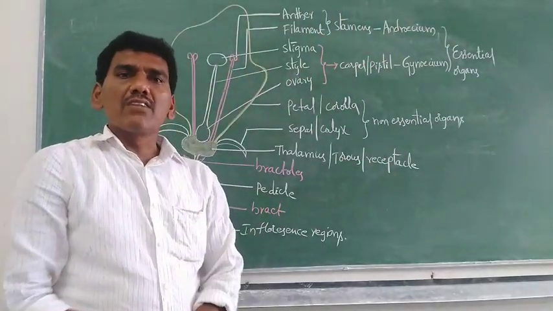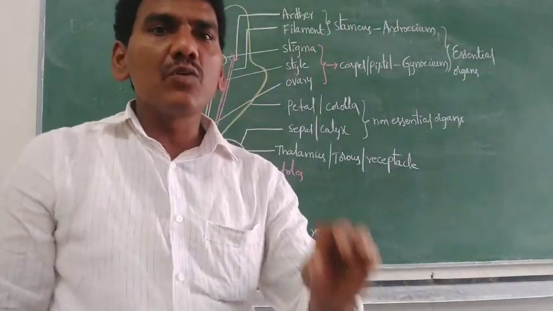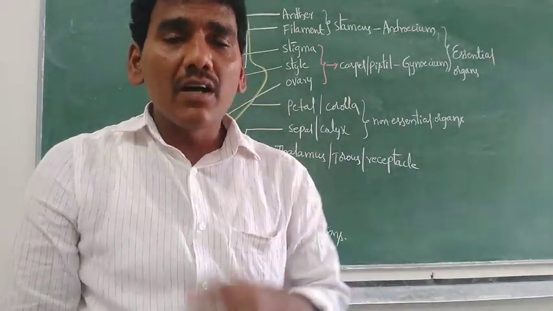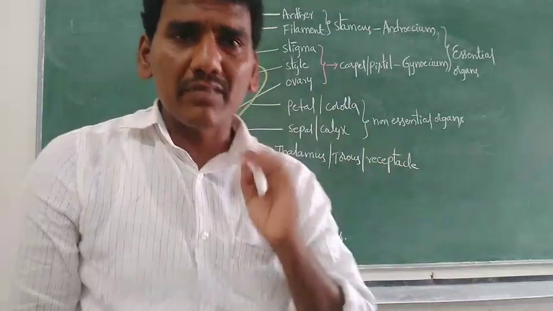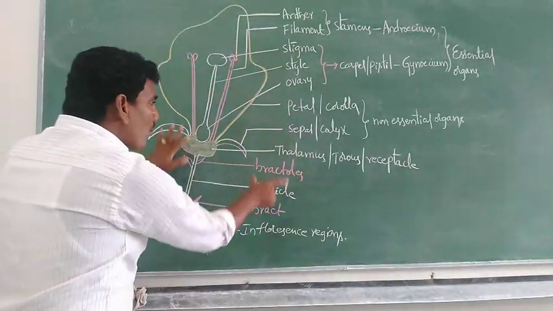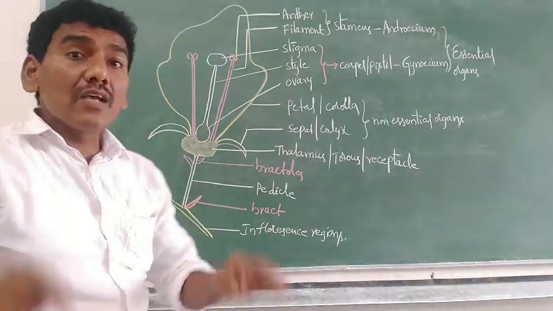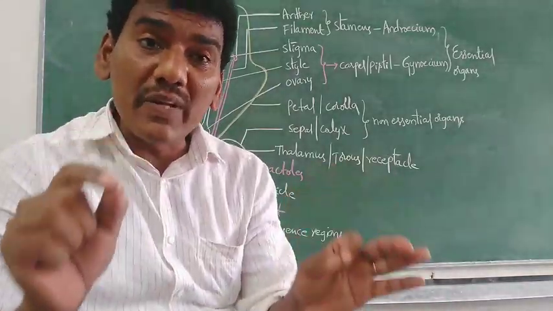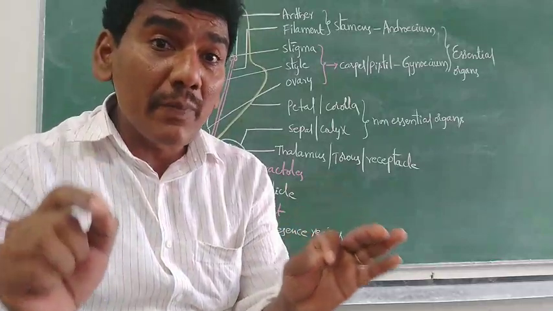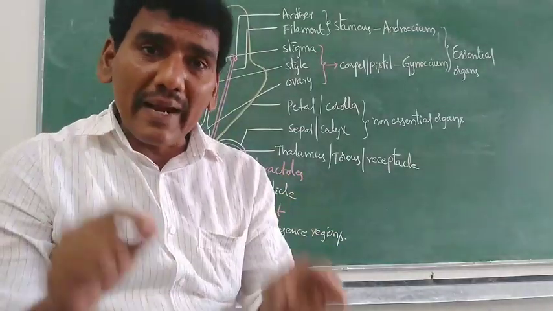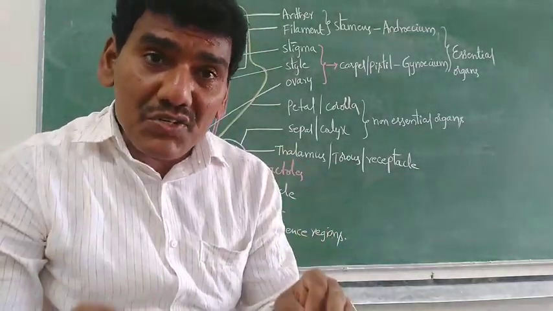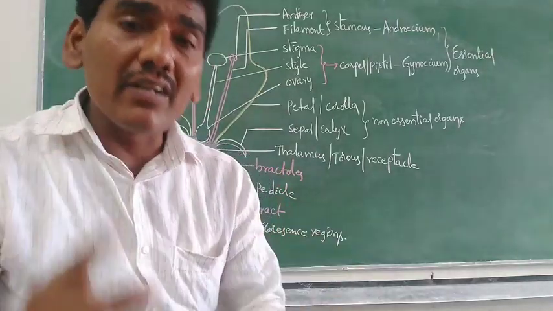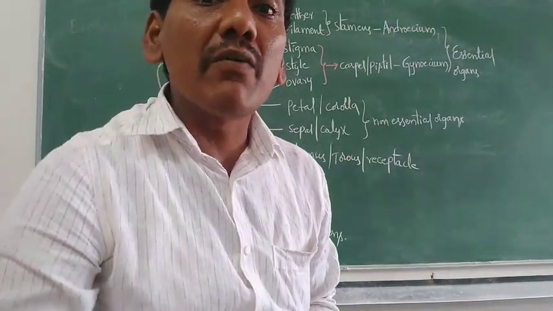Right. In our NCERT textbook, one of the important diagrams represents the floral parts of the flower. This is one flower. This is a complete flower. How to decide it? In that complete flower, sepals, petals, androecium, gynoecium, all floral parts are present in that one flower. That is called a complete flower.